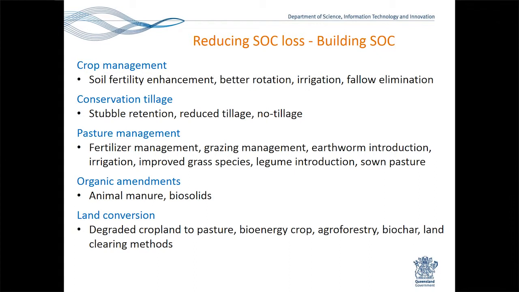They also had a look at bioenergy crops and agroforestry. We had a project about 10 years ago looking at peanuts into pastures and then from pastures into forestry practices. So they were trialling these new ideas out, biochar and different land clearing methods.